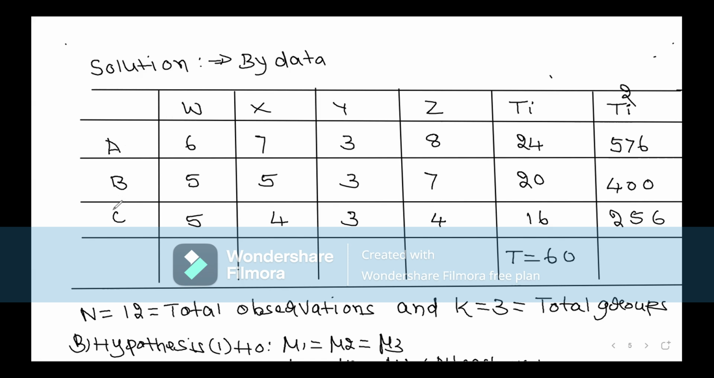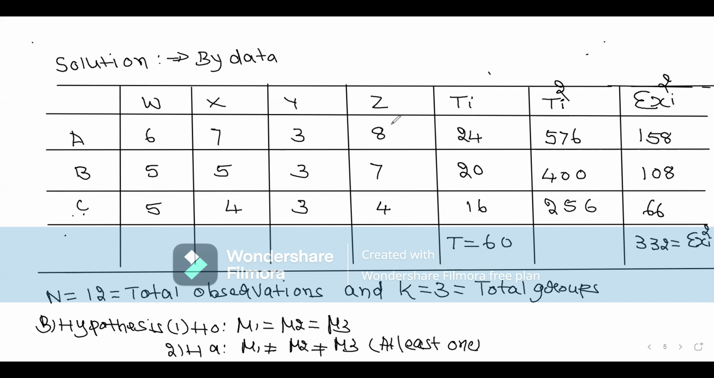Three seeds are there, A, B, C. Take the varieties in the horizontal way and the plots in the vertical way, and enter the values. A's readings are 6, 7, 3, 8, B's readings are 5, 5, 3, 7, and C's readings are 5, 4, 3, 4. Now you have to do the Ti calculation.